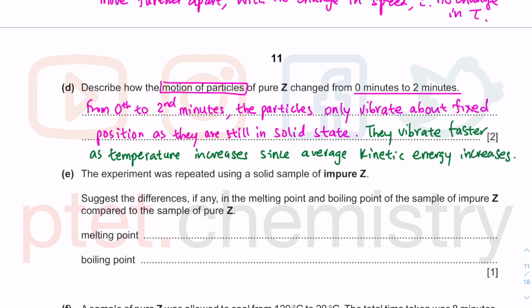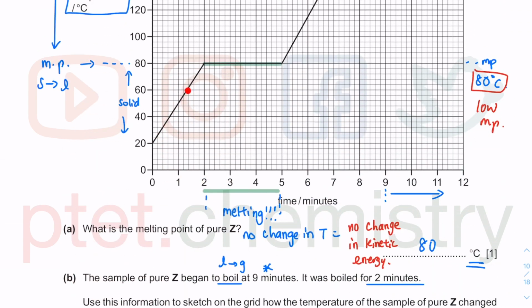They are not moving further apart. The question is not asking about separation of particles, they are still very tightly packed. They still only vibrate about fixed positions, but they are vibrating a lot faster, only until they reach the melting point. Then they start to melt, and they are not vibrating any faster anymore.